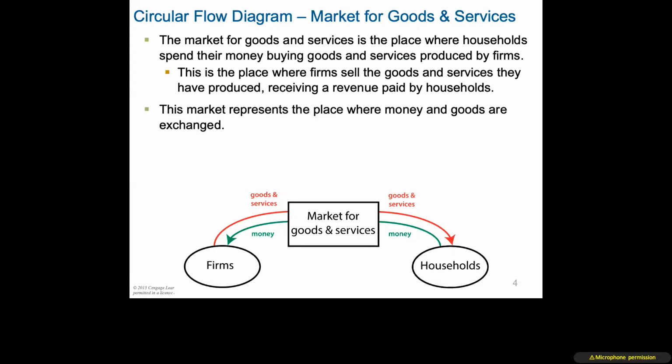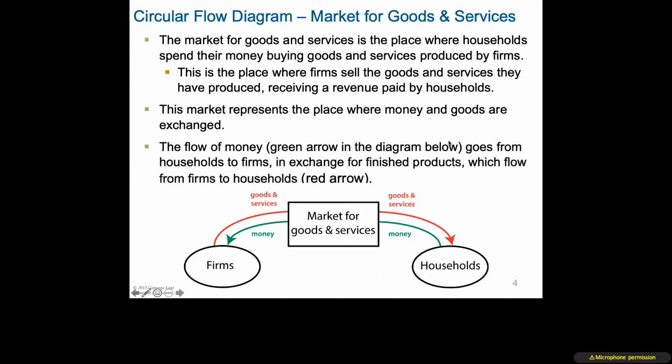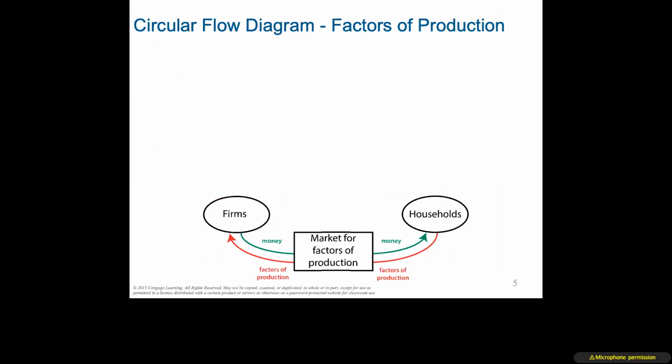So, to say that in words, the market for goods and services is a place where households spend their money buying goods and services. Notice I said spend their money. So they buy goods and services, the red line, and the green line represents the money going into the market. This is a place where firms sell their red line, goods and services they produce and receive revenue, the green line, the money. The flow, as I said, the green is always the money, and the red, or it could be another color, is the flow of goods and services.